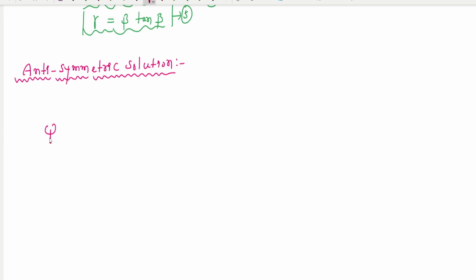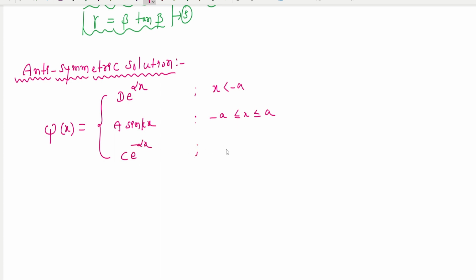This is the anti-symmetric solution: psi of x equals d e power alpha x for x less than minus a region, a sin kx for minus a less than x less than plus a, and c e power minus alpha x for x greater than a.